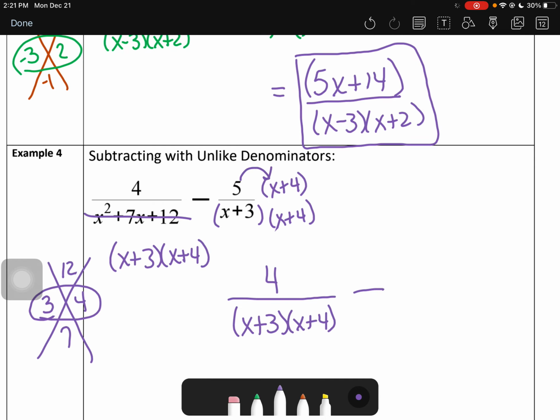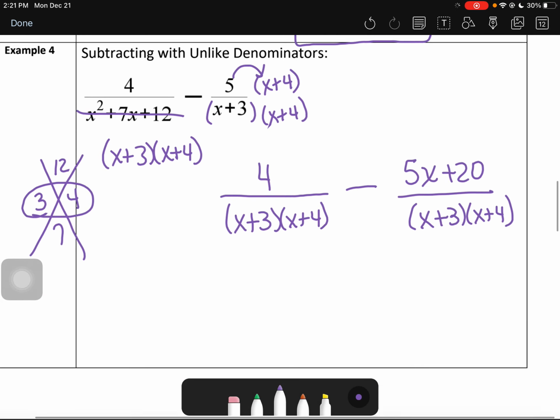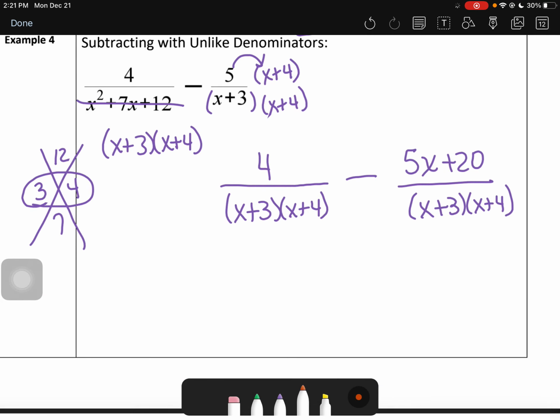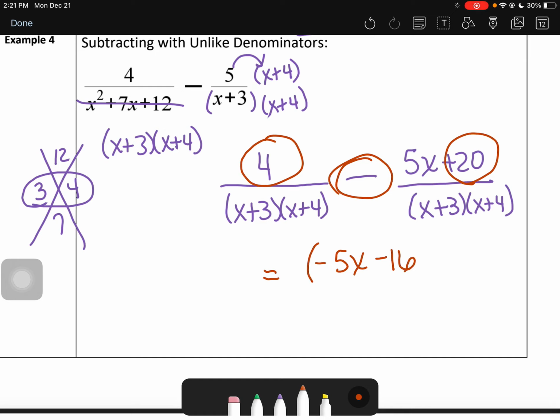minus, and we're going to distribute 5x plus 20 over x plus 3 and x plus 4. Now, when we are subtracting, putting this into standard form, it would be negative 5x, and then it will be 4 minus 20. And that's going to give us negative 16. And there is not a greatest common factor, so we'll leave that, and we're going to leave the denominator in factored form.